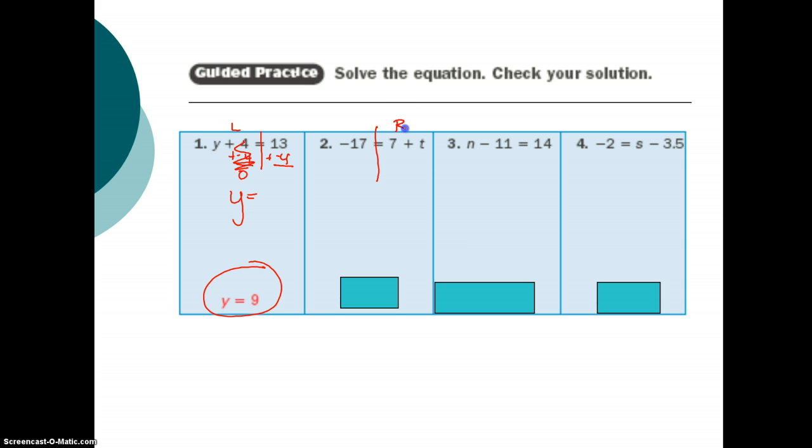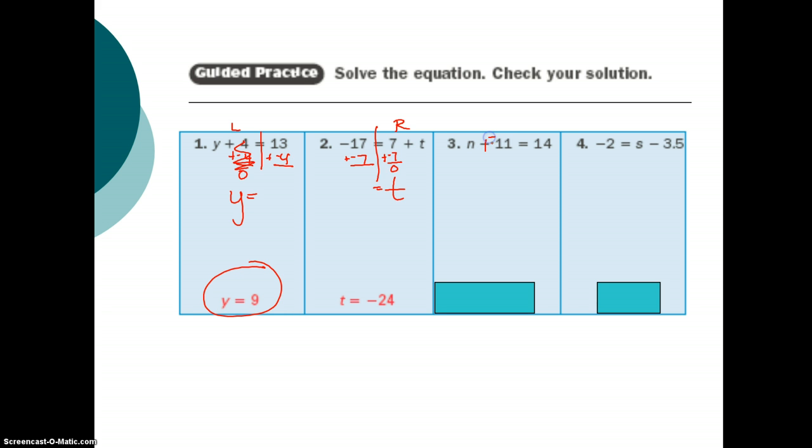This time the variable is on the right side, so this is what we're clearing. The whole goal is to try to get the variable by itself. So we need to clear 7. It's a positive 7, so let's add a negative 7. We add the opposite. That will become 0 on the right. You're left with t. Negative 17 plus negative 7 is negative 24.